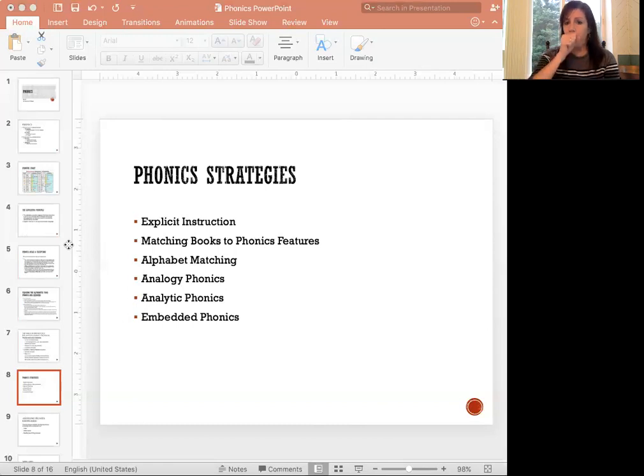Going on to analogy phonics. This is teaching students unfamiliar words by analogy to known words. So, for example, recognizing the rhyme segment of an unfamiliar word is identical to that of a familiar word. And so, for example, if we have the word cat, we know that the rhyme is AT. And so if we come across the word bat and we don't know the word bat, but we do know the word cat, we can apply the same structure by analogy to the word that we do know.